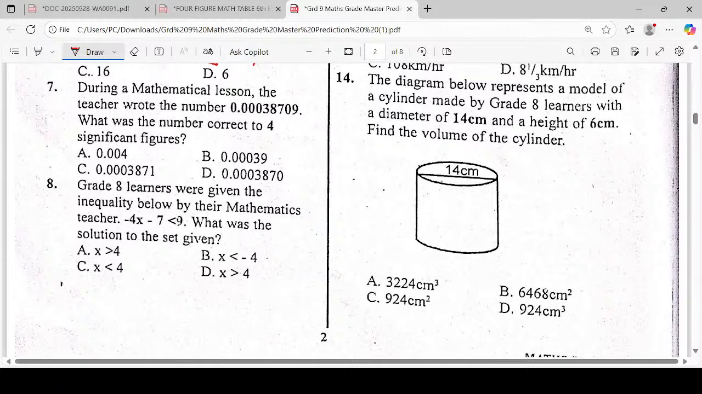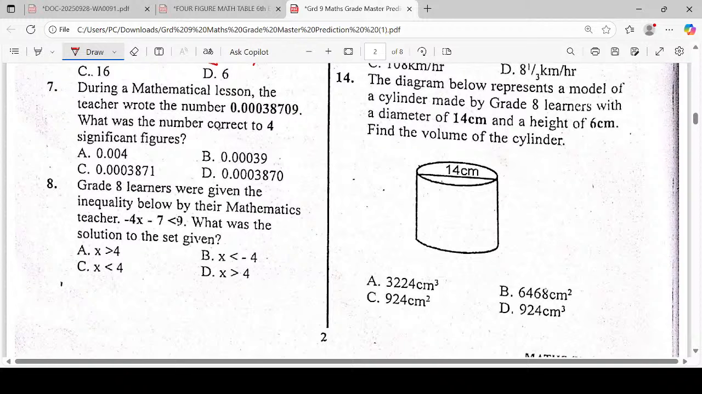Question number 7. During a mathematical lesson, the teacher wrote the number 0.00038709. What was the number correct to 4 significant figures? Learners, remember, they are saying correct to 4 significant figures. A key point to note is that zeros at the beginning of a number are not significant. In that case, we are now going to have to 4 significant figures.